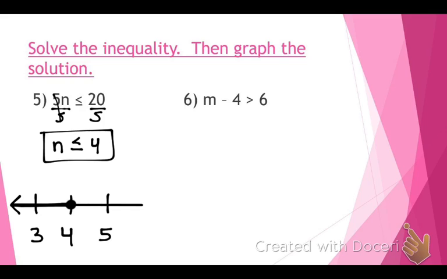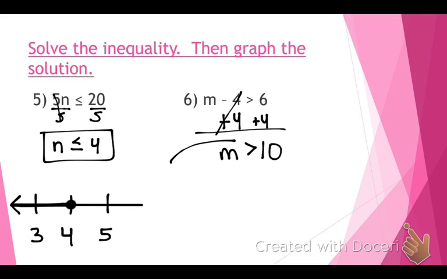Who would like to do number 6 for me? Jakari, go ahead. So, you flip plus 4 on both sides. Good job. We're trying to get that m by itself, so we have to get rid of the -4. So we add 4 to both sides. 4 cancels out, and 6 plus 4 equals 10. Okay, do I need to change this inequality symbol? No. Why not? Because I did not multiply or divide by a negative on both sides. Okay, so this is my answer.